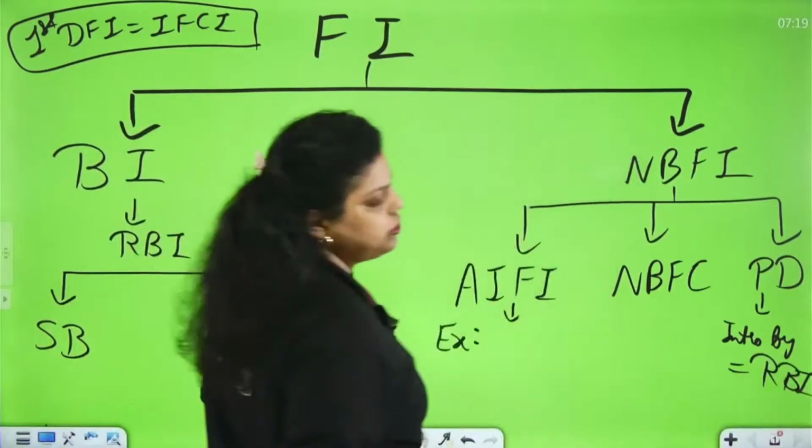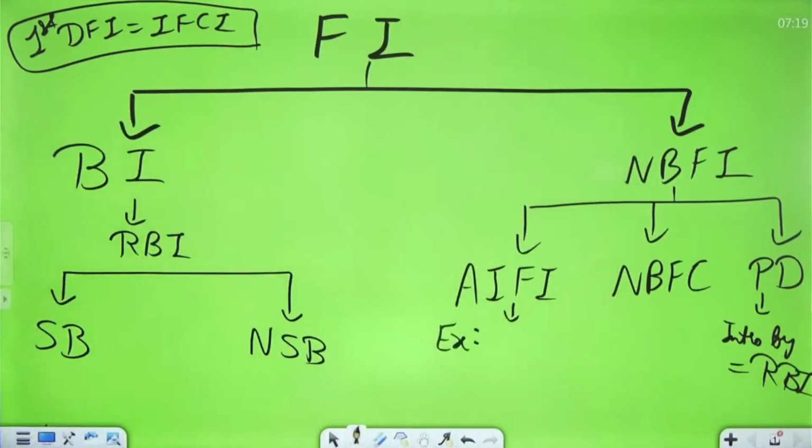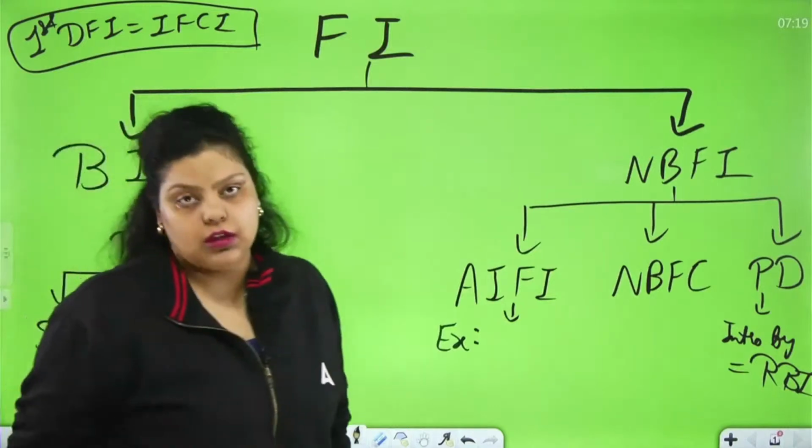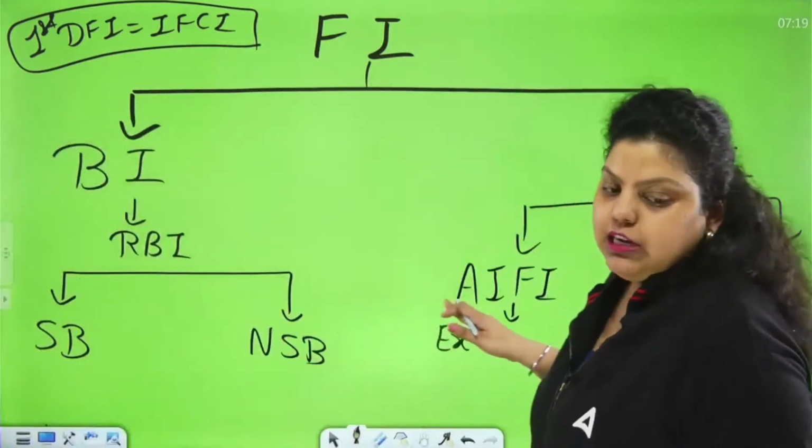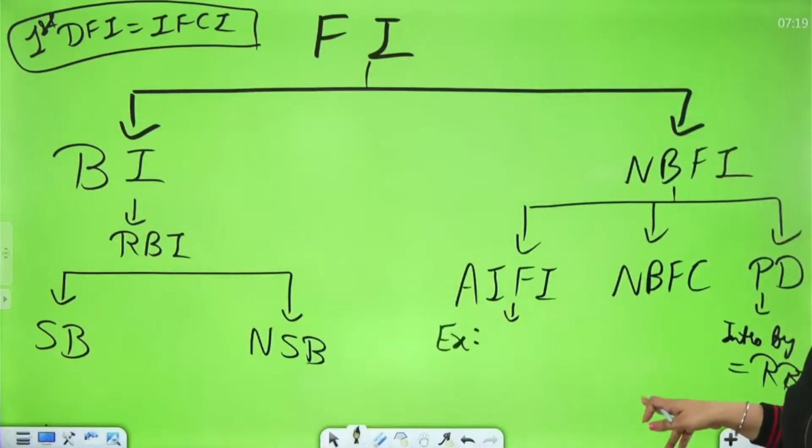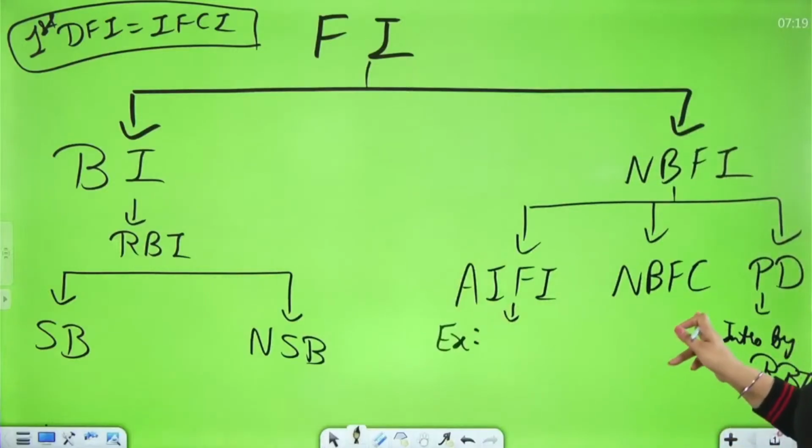Primary dealers were introduced by RBI in 1995 for the selling and purchasing of Government of India securities. So primary dealers were introduced by RBI for what purpose? For the purpose of selling and purchasing of government securities.